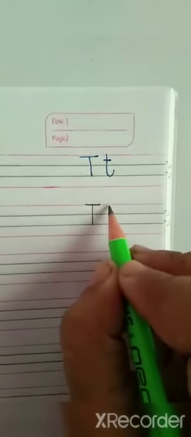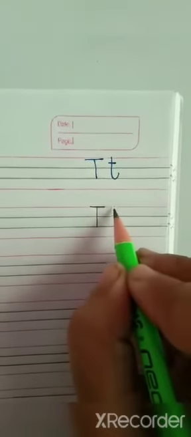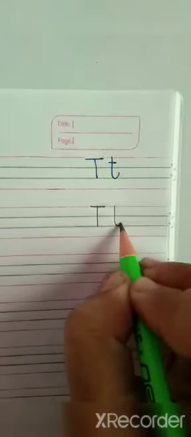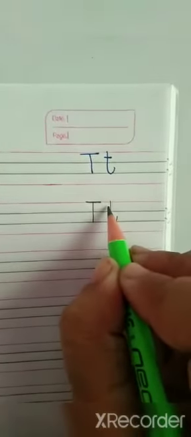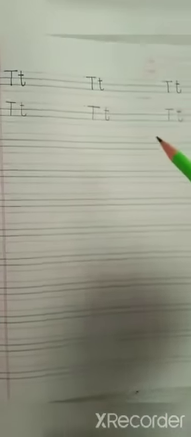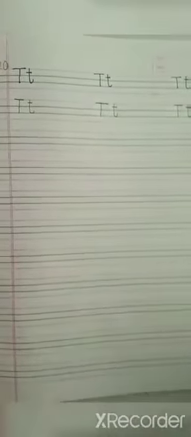Once again, standing line and then sleeping line. It becomes capital T, and for a small t, standing line down and at the bottom make a curve like this and you will draw a sleeping line. Here it becomes small t. You will follow these letters till the last line. Okay?